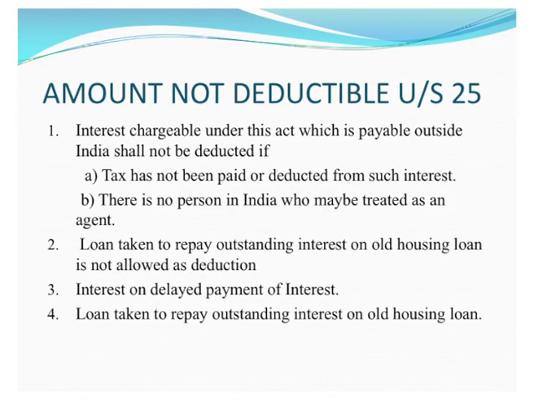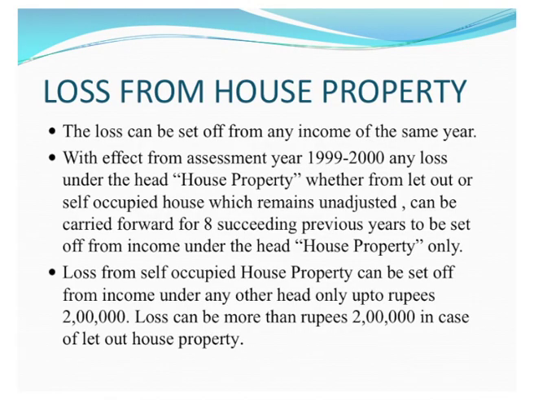Moving on to the amounts which are not deductible under section 25. The following are not deductible: one, interest chargeable; two, loan taken to repay the outstanding interest; and third, interest on delayed payment of interest. Next up, we are going to learn how to treat the loss from house property. Any loss incurred from the house property can be set off against any income of the same year.